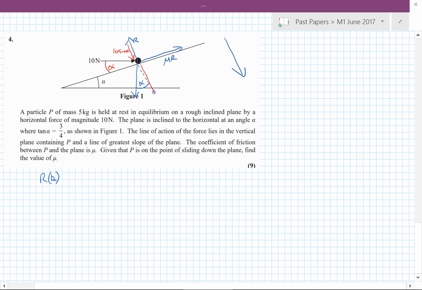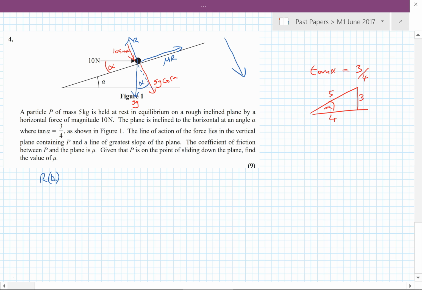And for the weight, which is 5g, this component here is 5g cos alpha because the angle is marked next to it. Whilst I'm at it, we can manipulate these angles. We've got tan alpha is equal to 3 over 4. You can use a calculator for this if you want, but I'm not going to here because it's so straightforward anyway.